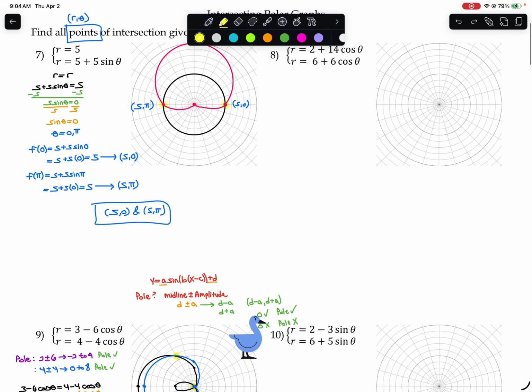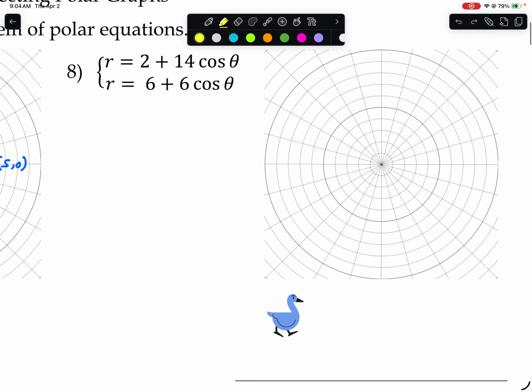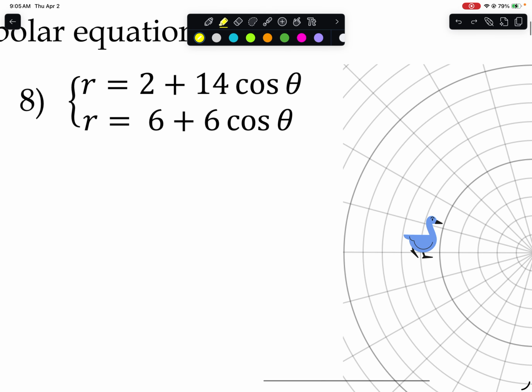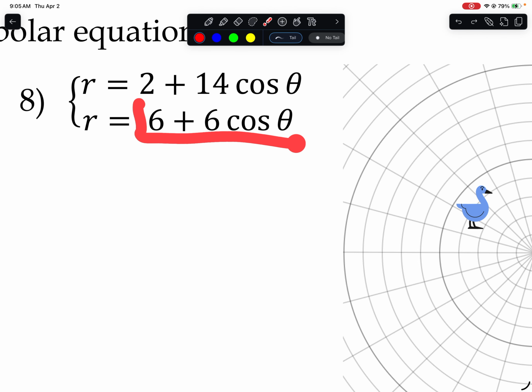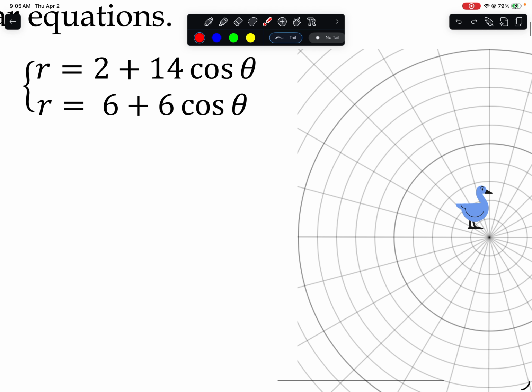Okay, moving on. Now we're going to come back up to number 8. So looking at your equations here, I've got r equals 2 plus 14 cosine theta, and then we've got 6 plus 6 cosine theta. So looking at these, I can see my ratio of a over b is going to be less than 1, so this is going to be a Limaçon with the inner loop. And then over here, we're going to have a cardioid since those a and b values are equal.